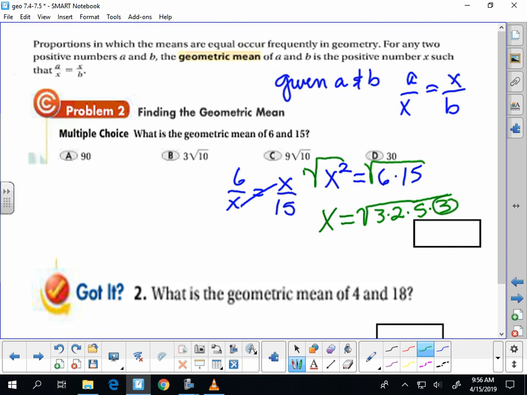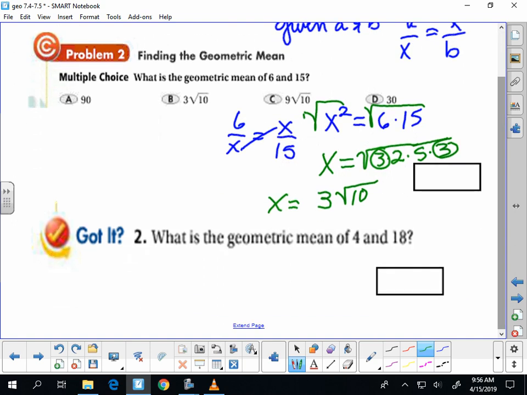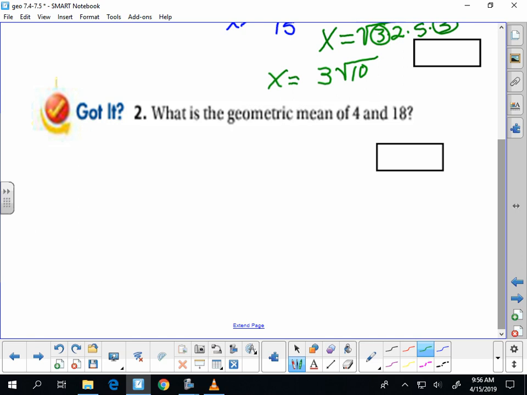So I have these 3's. 2 of them are under, 1 comes out. Can I do anything with the 2 and the 5? There's no more pairs. I can't break them down anymore. So I'm just going to leave those under the radical and put them back together. So my answer would be B, which is 3 square roots of 10. Questions on doing that? All right, go ahead and try 4 and 18 on your own.